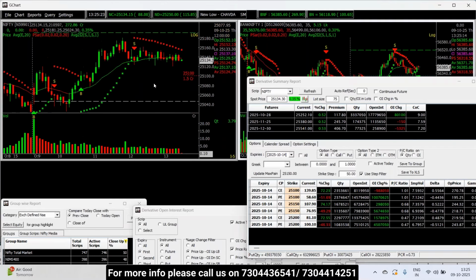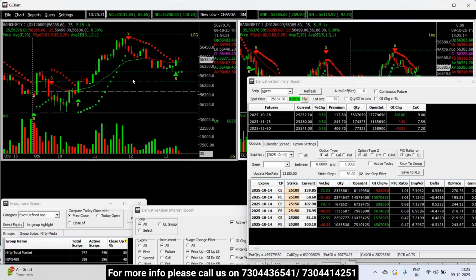So in this way the strategy works for every chart. This is the Nifty. If I open the Bank Nifty also, it works the same. Okay. I hope you got the strategy. You understood the strategy.